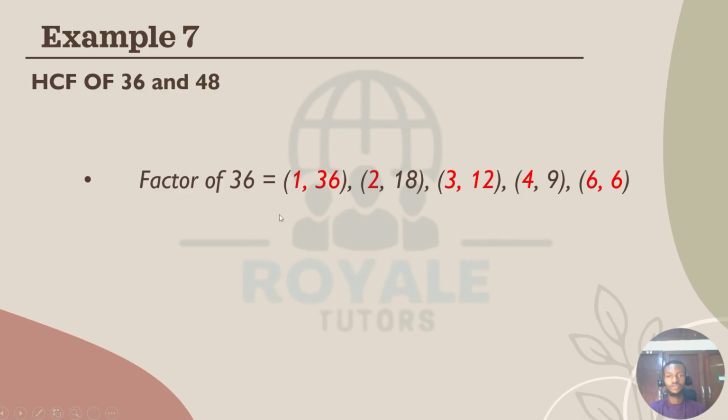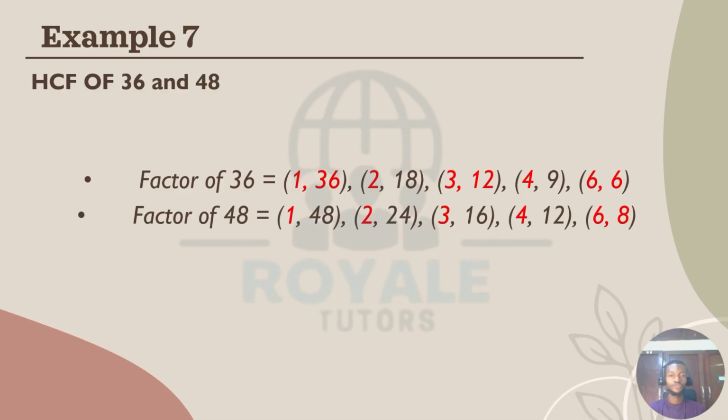Now let's look at the factors of 48. The factors of 48 are 1 and 48 to give 48, 2 times 24 to give 48, 3 times 16 to give 48, we have 4 times 12 to give 48, and we have 6 times 8 to give 48.